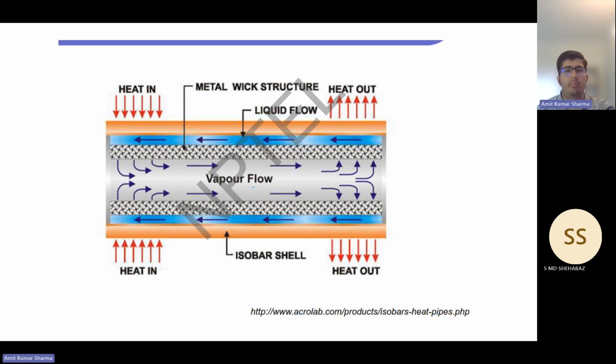This is again a diagram of a heat pipe. You can see on the left side there is heat in, on the right side there is heat out. There is a metal wick structure, there is a liquid flow, there is a vapor flow.